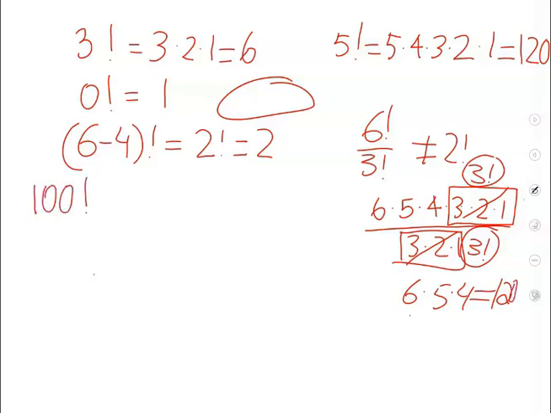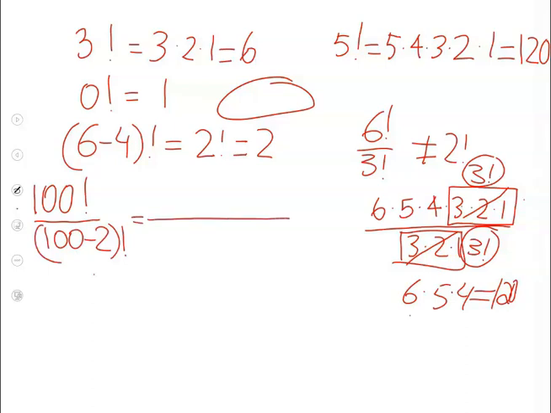So if we want to find 100 factorial divided by 100 minus 2 factorial, do we have to write all these 100 numbers in the numerator? Ty, how do we do that quickly? No. Like we did in this problem, we just have to use the parentheses first. So this is going to be 98.